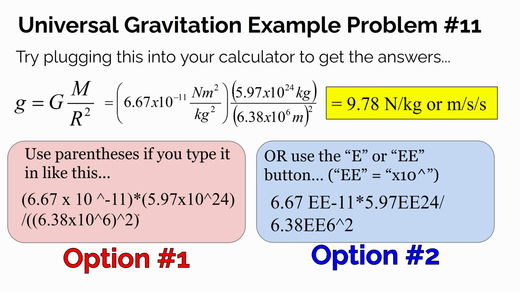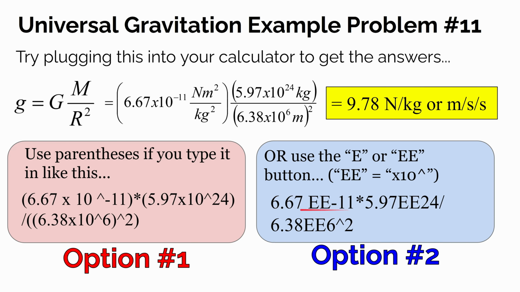There's actually a shortcut, though, that allows you to not enter parentheses. On your calculator, most calculators have a button that's labeled E or double E. That button means times 10 to some power. So let's say we wanted to plug all this in to get our final answer. This is all you'd have to type in your calculator. You'd type in 6.67, hit the double E button, which means times 10 to some power. What power? To the negative 11th. This is the universal gravitation constant big G.